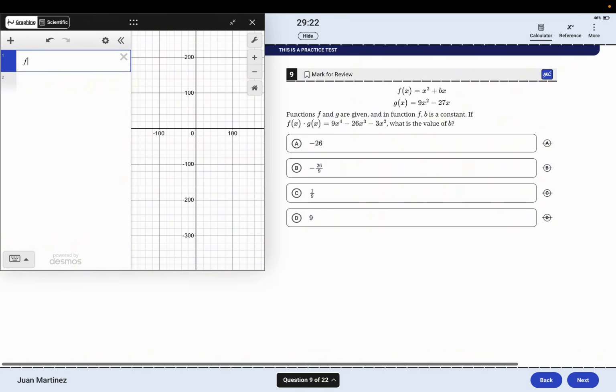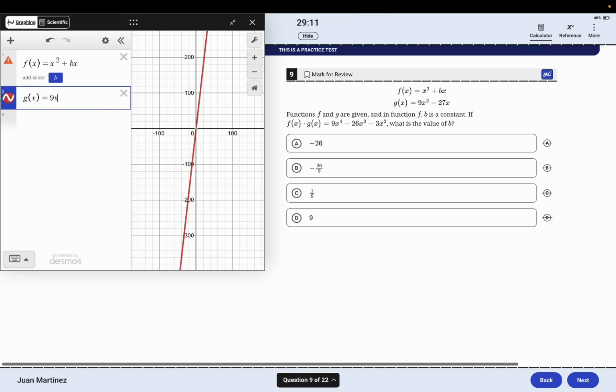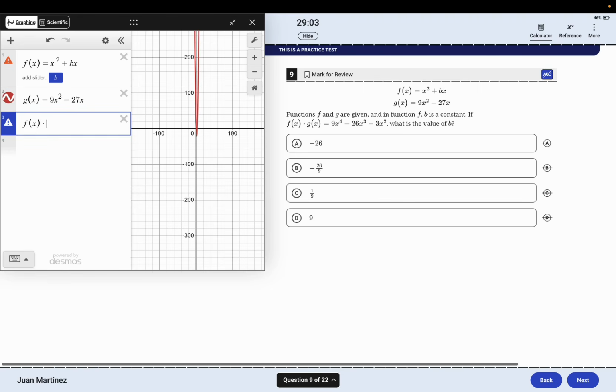Okay, this one looks a little more complicated, but don't be scared. It's just a simple regression one. So let's write our f of x and our g of x. Minus 27x. Okay. And now we're told that f of x times g of x is equal to this. Minus 26x to the power of 3. Minus 3x squared. And now we can just make this a regression. So we can set it equal to this, set it equal to that, and now we have to change this into a regression as well.